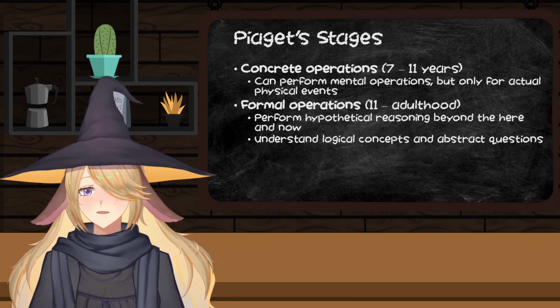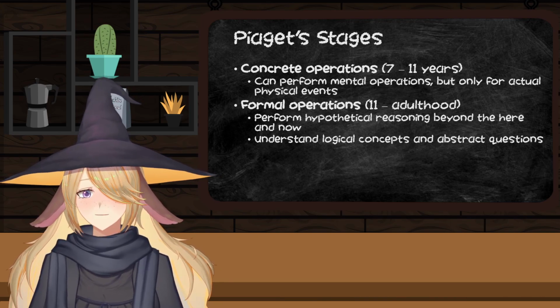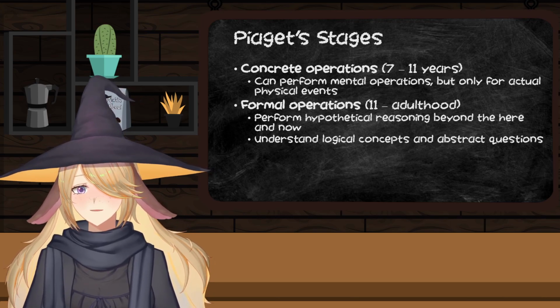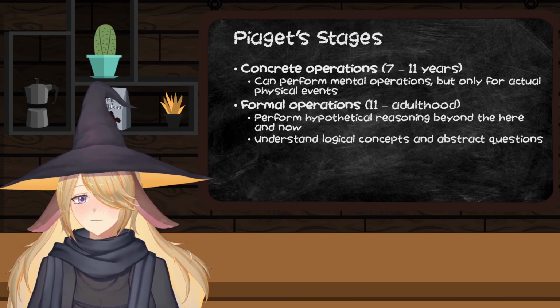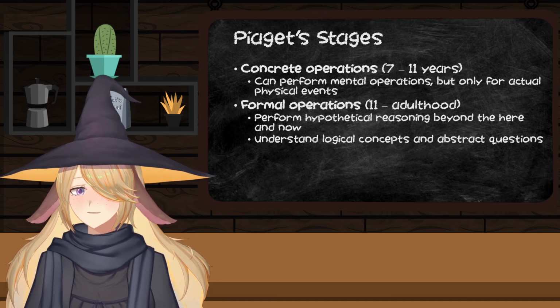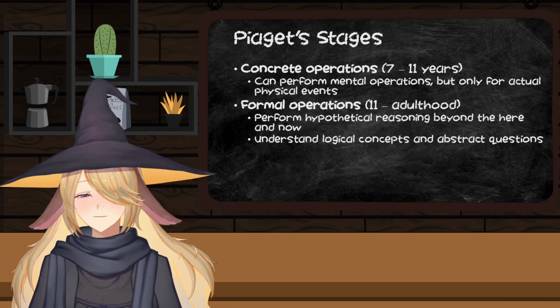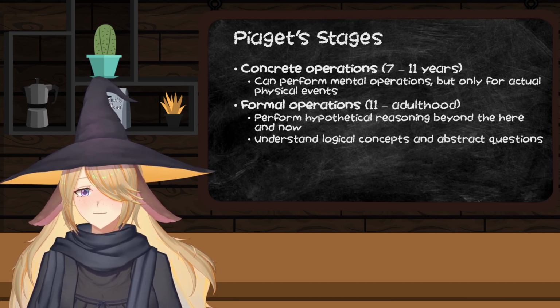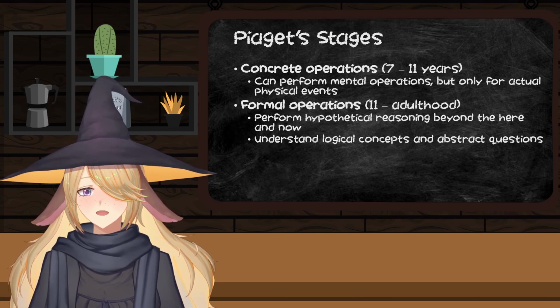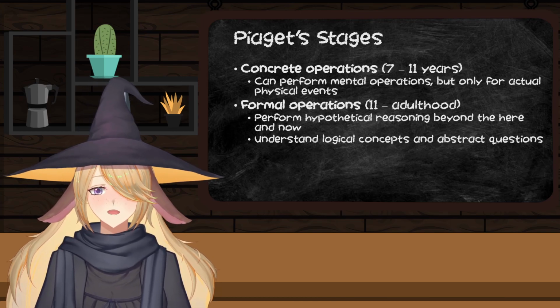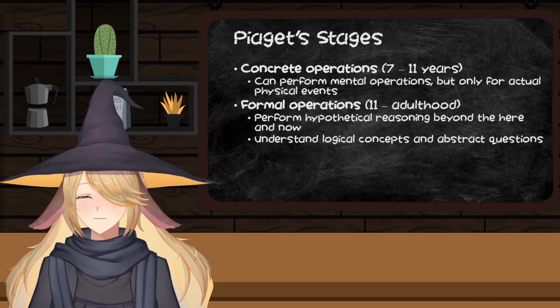But then they get to the age of about 7 to 11, where they start to be able to perform those kinds of operations, and then from the age of 11 on, they start to be able to do more hypothetical reasoning using stuff like logic and reason, and that's at the point where they start to be able to own people on YouTube. So it's around the age of 11 to adulthood, kids are able to use the YouTube comment sections to own me with facts and logic.